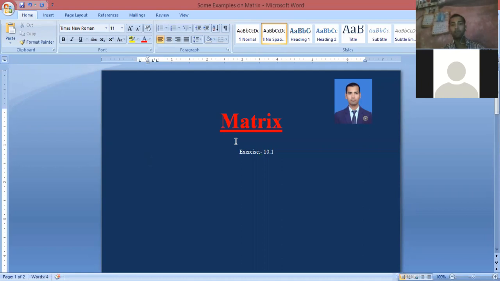In the first question, as you can see, there is a question given to you that says define the following matrices. I think you can define such questions by yourself, because we have learned all these definitions in our previous classes. Leaving question number one, let's come to question number two.